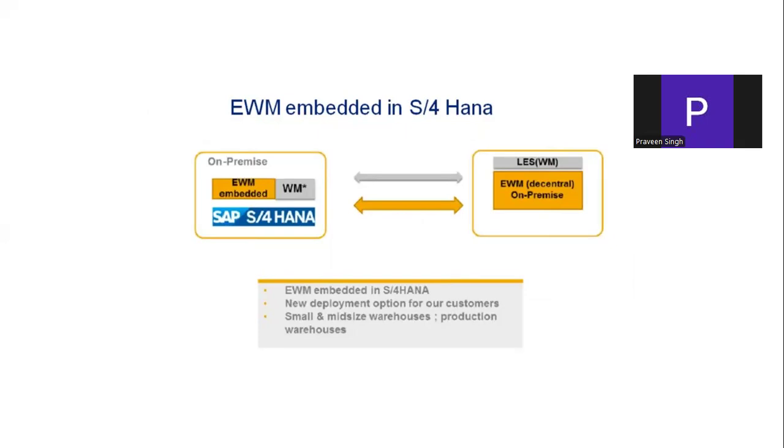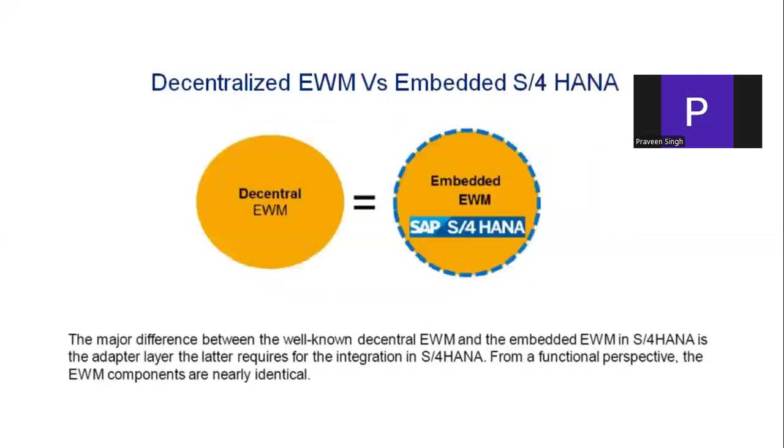So basically, recently S4 EWM is embedded into S4 HANA, so it's an update on the on-premises EWM to handle decentralized premises as well. It's a new deployment option for our customers, and we can create small and mid-sized warehouses according to the customer needs. So it is a recent version of the extended warehouse management.